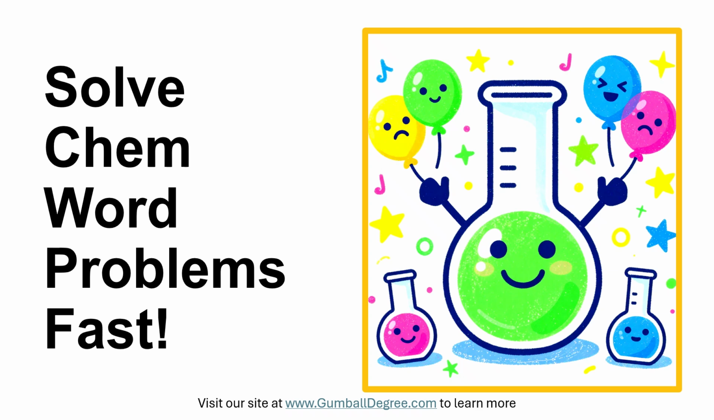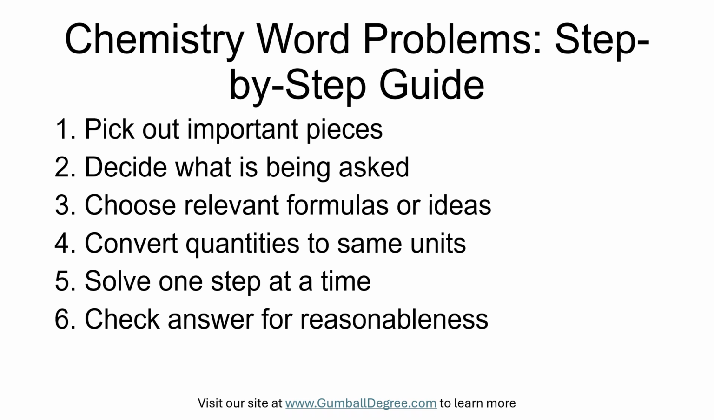This approach helps with chemistry word problems by organizing complex descriptions into clear, step-by-step actions so you can identify what is given, what is asked, and which equations to use. Think of a chemistry word problem like a puzzle, where you first pick out the important pieces, the amounts, the substances, and the conditions. Next, decide what the question is asking for and which formulas or ideas apply, such as conservation of mass, mole concept, or concentration calculations.